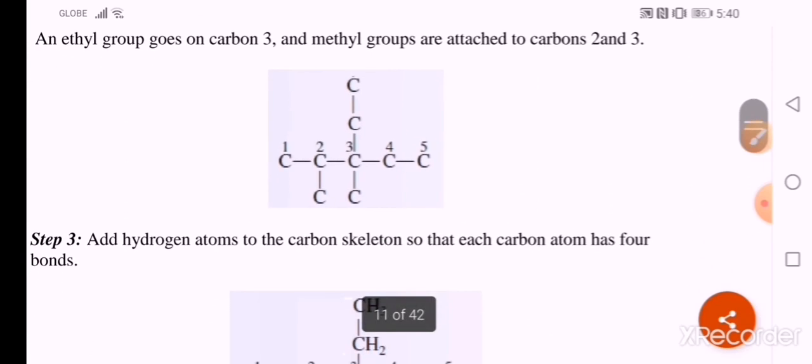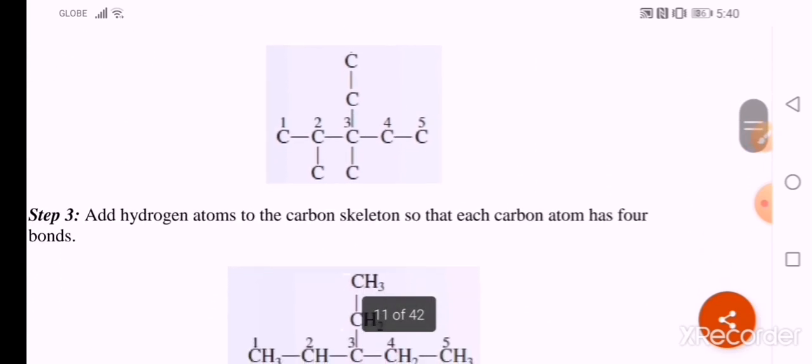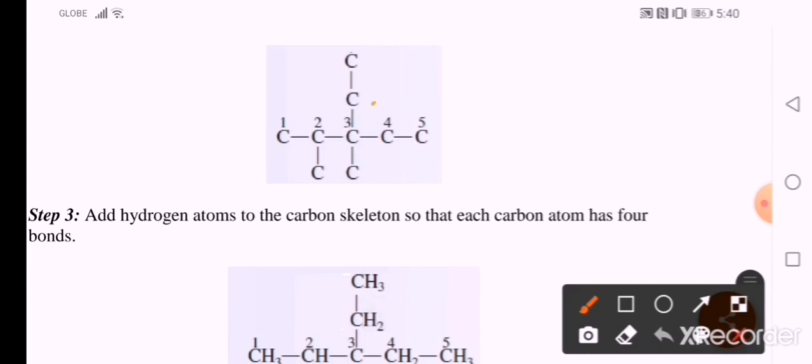Pagdating dito sa ethyl group sa taas, okay? So we have here 2 carbon atoms that makes up the ethyl group. So this carbon atom has already 2 bonds, carbon to carbon bond. So kailangan na lang niya ng dalawang hydrogen. However, itong terminal yung nandito sa dulo na carbon atom, isa lang ang existing carbon to carbon single bond niya, kaya it could accommodate 3 more hydrogen.